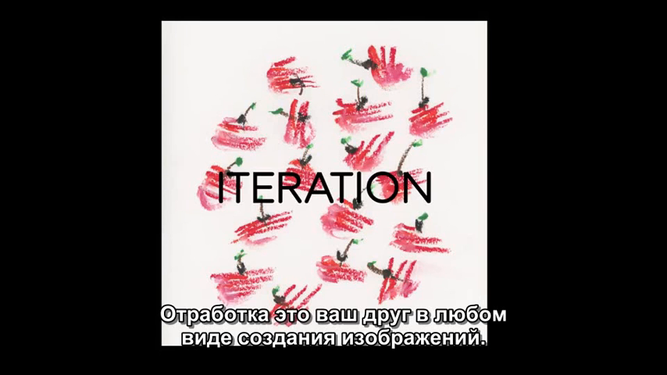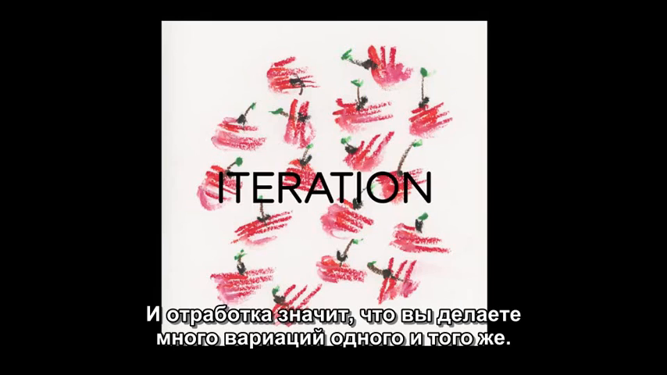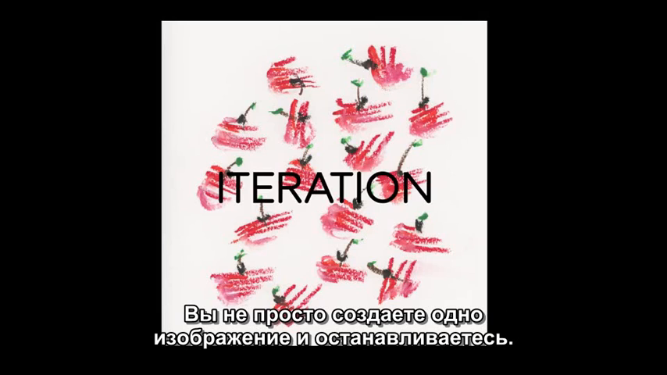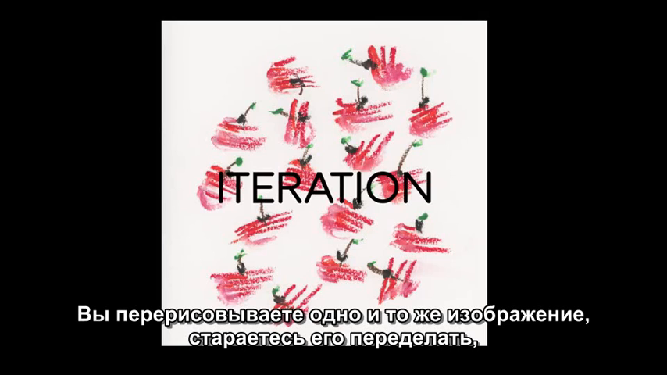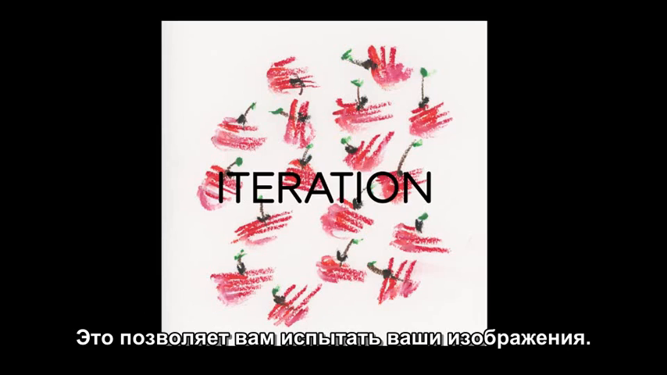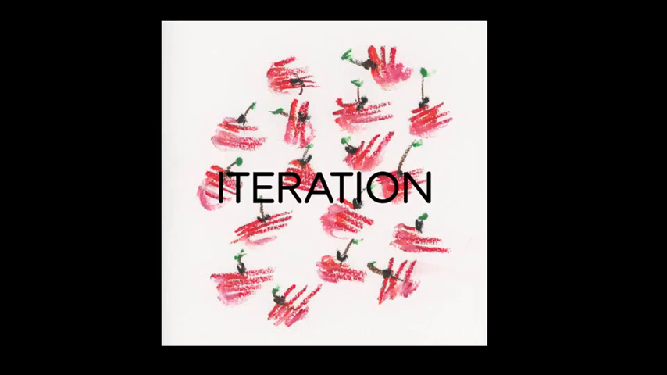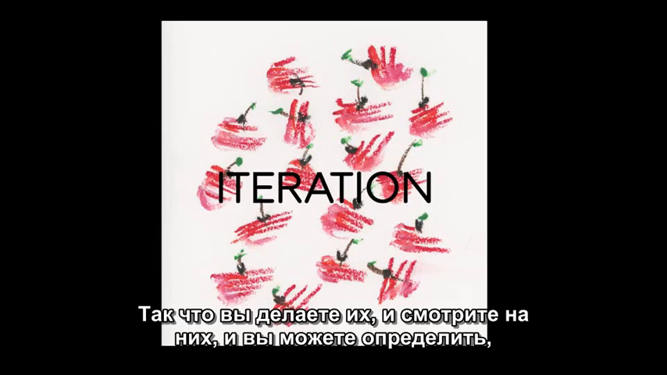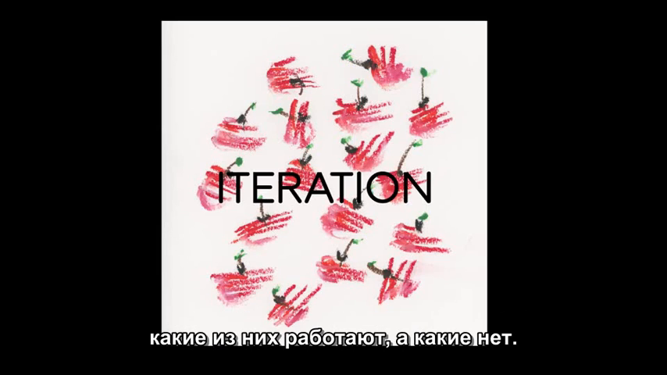Iteration is your friend in any kind of image making, and what iteration means is just that you make a lot of variations of the same thing. You don't just make one image and be done. You actually redraw the same image, try and remake it, rework it, make slightly different versions of it. And what this is allowing you to do is to really test drive your images so that you make them and you look at them and you can assess which ones are working and which ones aren't.